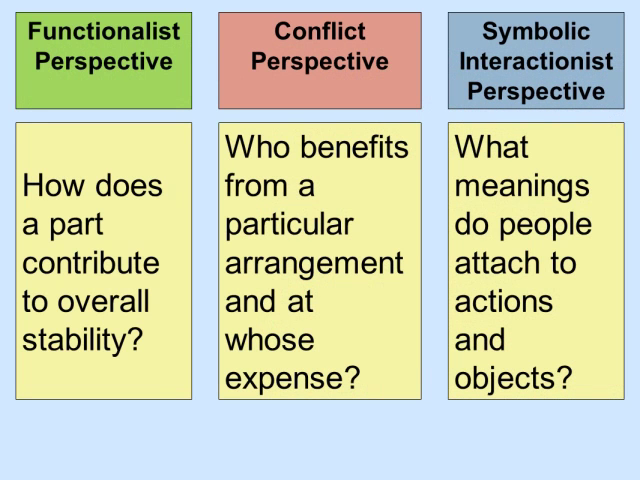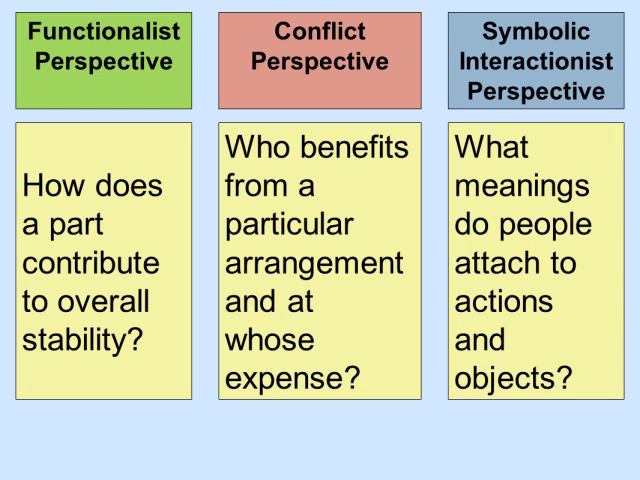So let's summarize these three perspectives. The functionalist perspective always asks the question, how does a part contribute to overall stability? The conflict perspective asks the question, who benefits from a particular arrangement and at whose expense? The symbolic interactionist perspective asks the question, what meanings do people attach to actions and objects? We'll be practicing these three theories during the course of the semester.